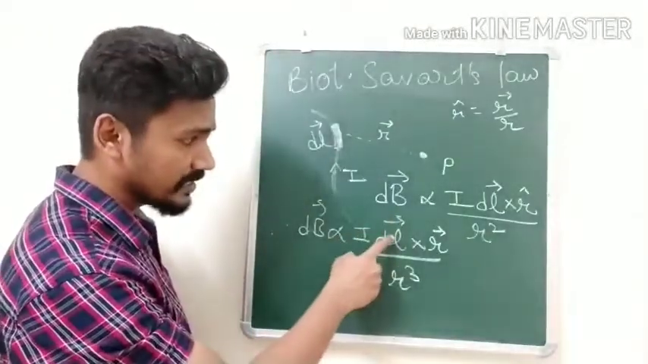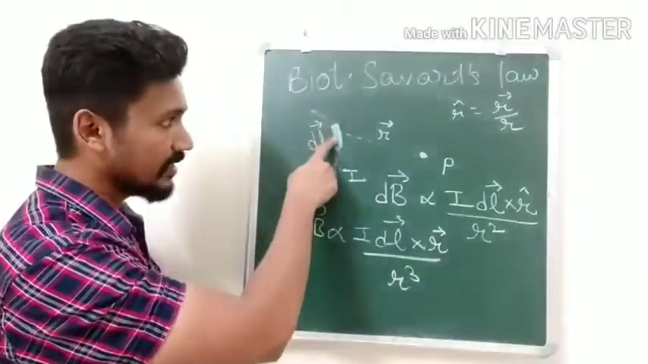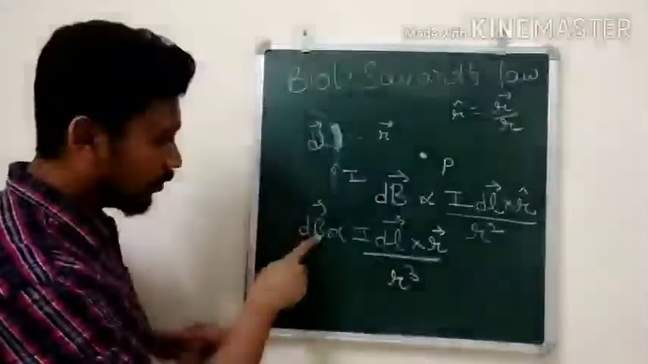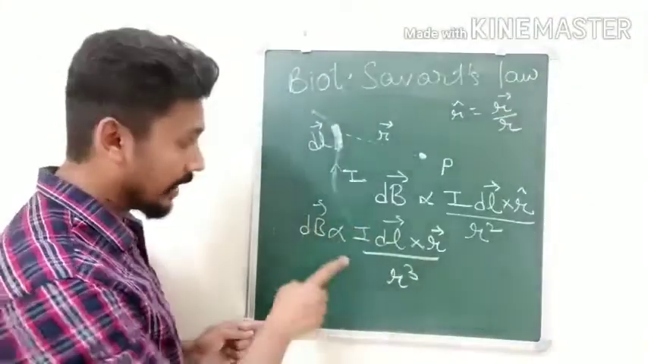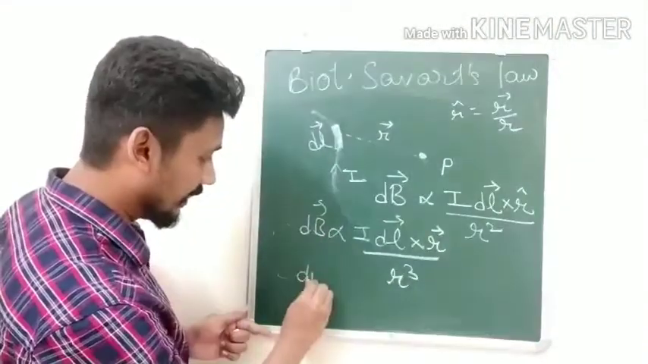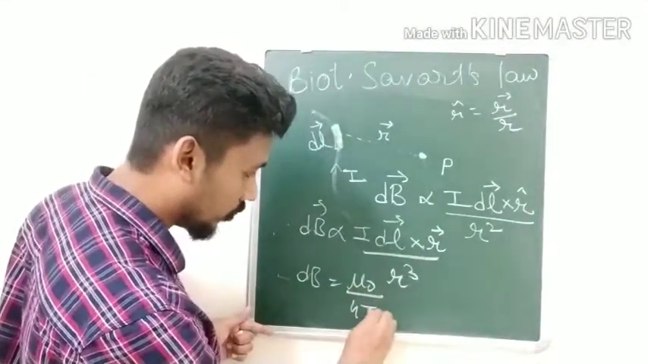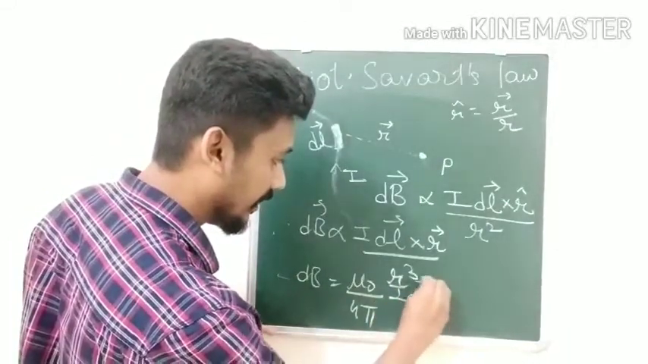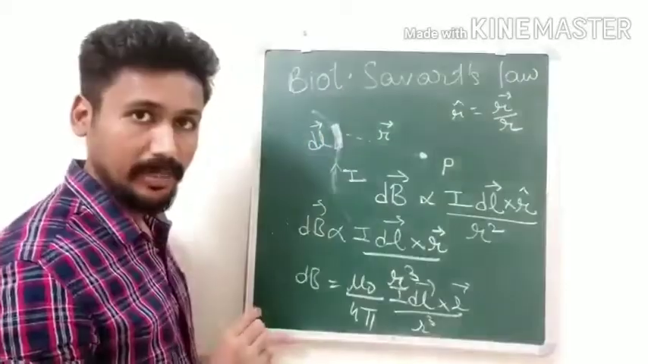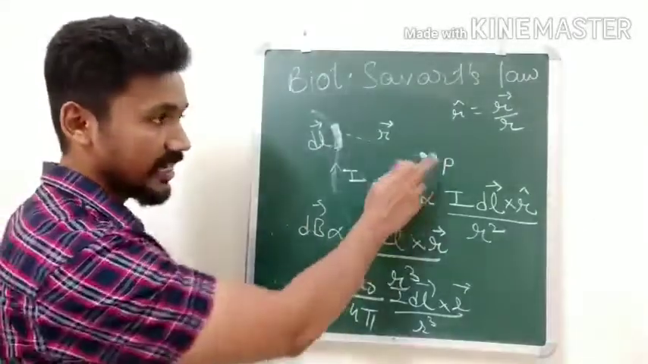Now I am sure you remember this dl. This is the length vector. Now lengths are scalar, but this is given as a vector direction because it is in the direction of the current I. Okay, now so dB is proportional to this particular format. Now to remove the sign of proportionality we add a constant. So we will get, therefore, dB equal to, the constant we add is mu naught upon 4 pi I dl cross r upon r cube. This is the format of the Biot-Savart's law. Okay, this will help us to give the magnetic field at any point.